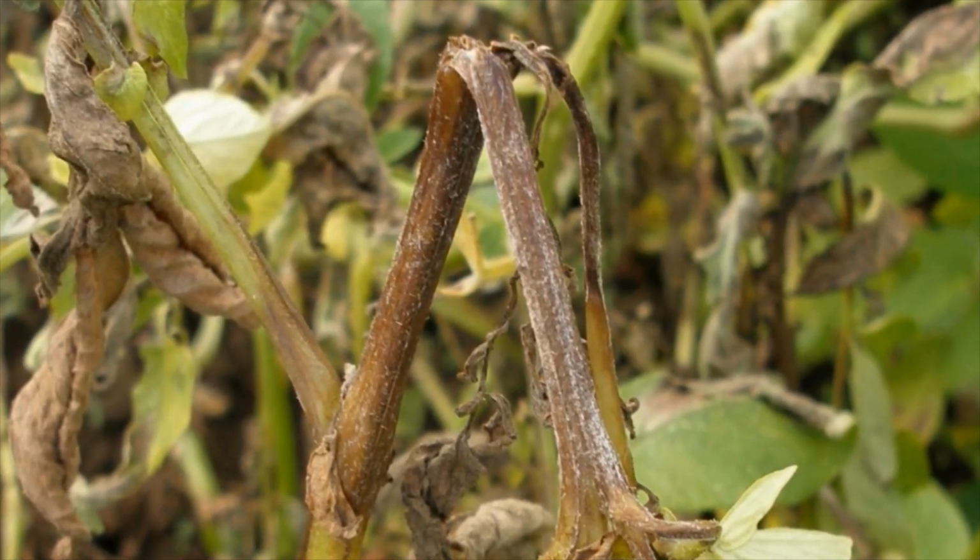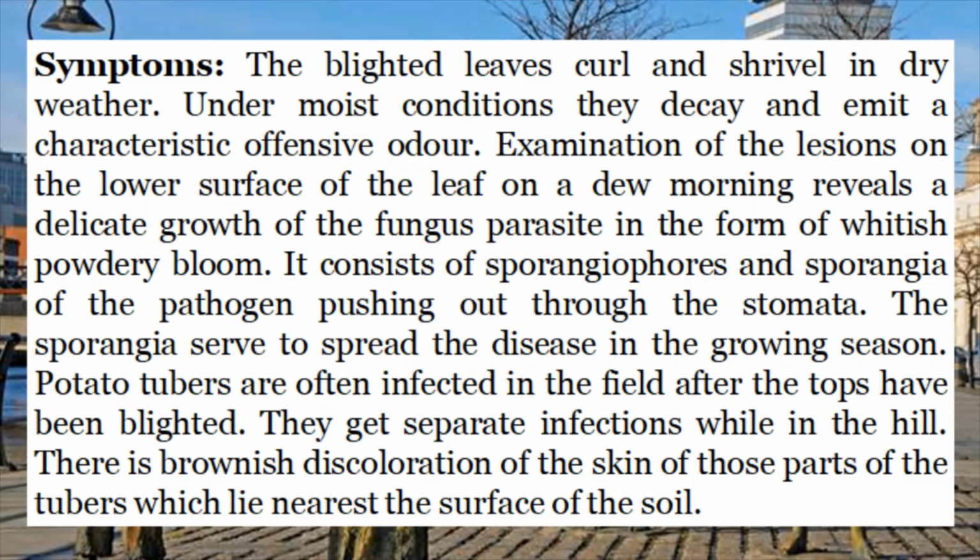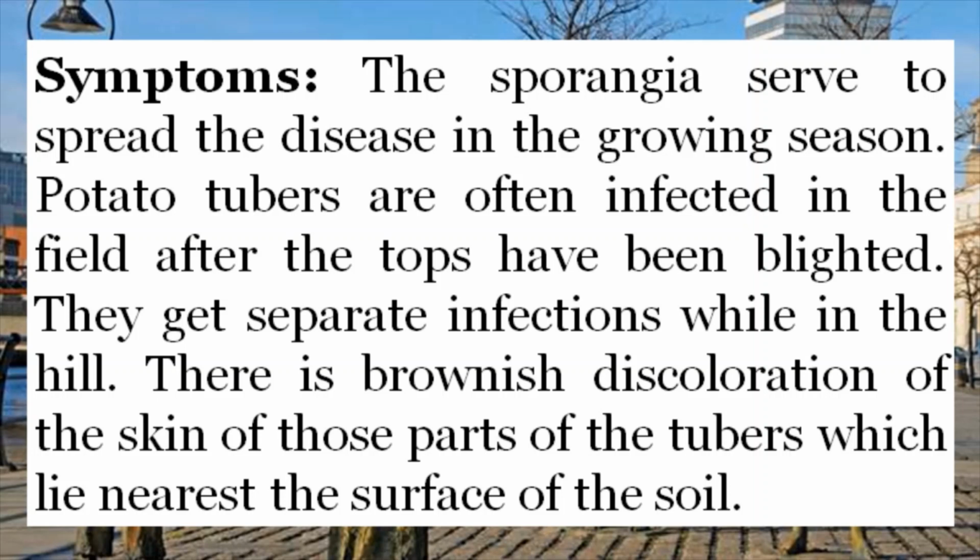The blighted leaves curl and shrivel in dry weather, and in moist conditions they decay and emit a characteristic bad smell. When you observe these lesions on the lower surface, you can see the presence of fungal mycelium in the form of whitish powdery bloom. It contains sporangiophores or sporangia of the pathogen which are coming through the stomata of the leaves. Sporangia serve to spread the disease during the growing season.